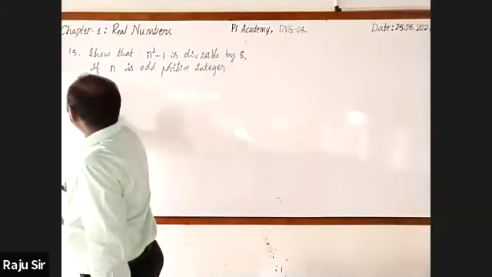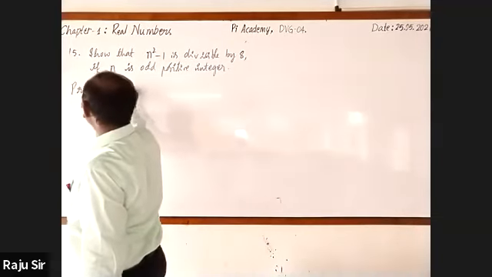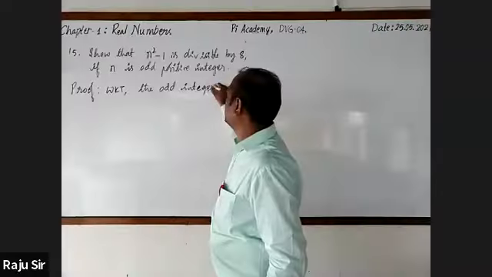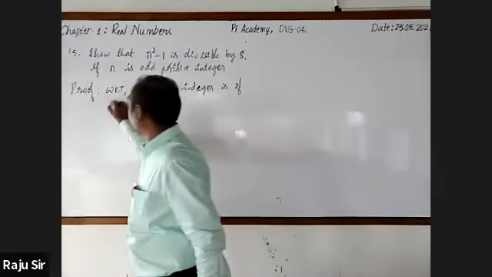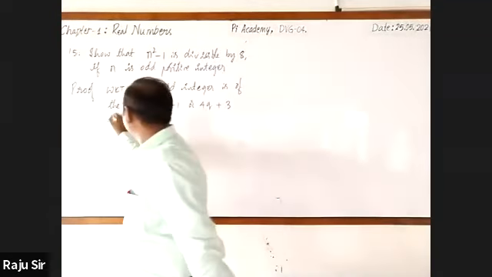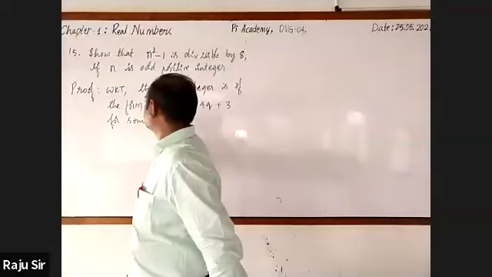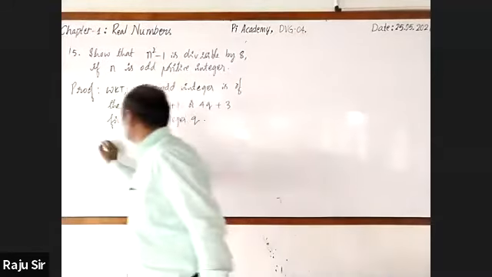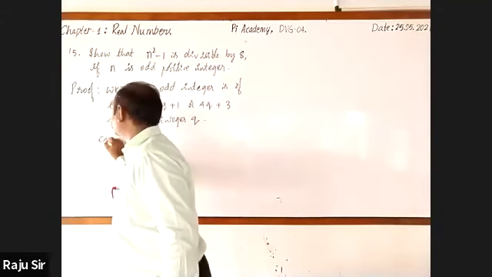Then prove directly. We know that the odd integer is of the form 4q plus 1 or 4q plus 3 for some integer q. Now, let us take case 1.